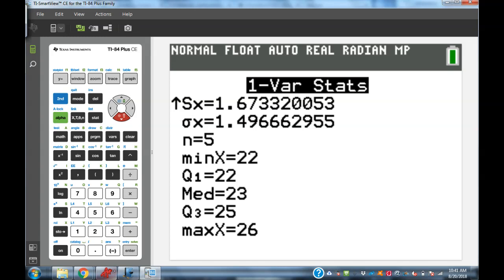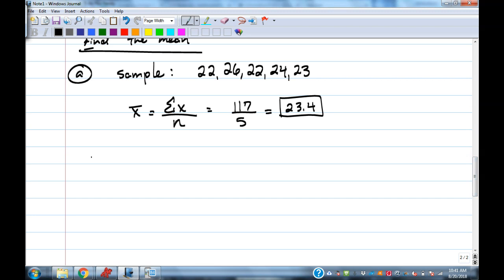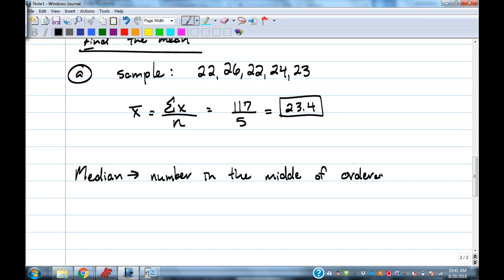data. Okay. Now, next thing I want to talk about with measures of center is the median. What is a median? Number in the middle of ordered data.